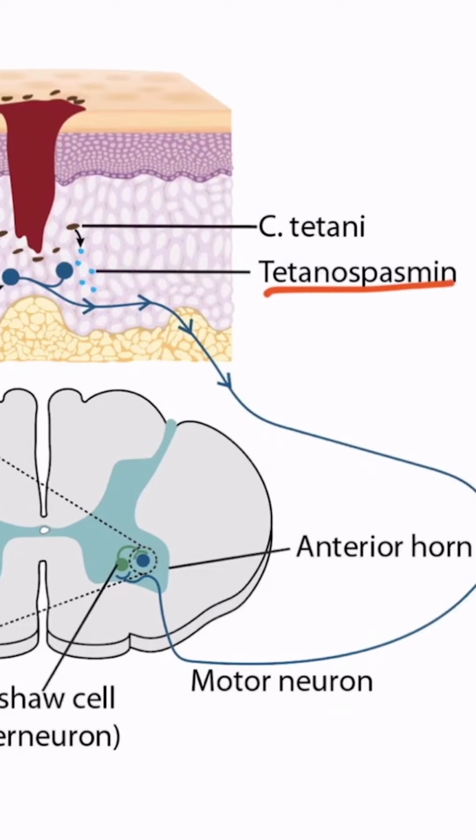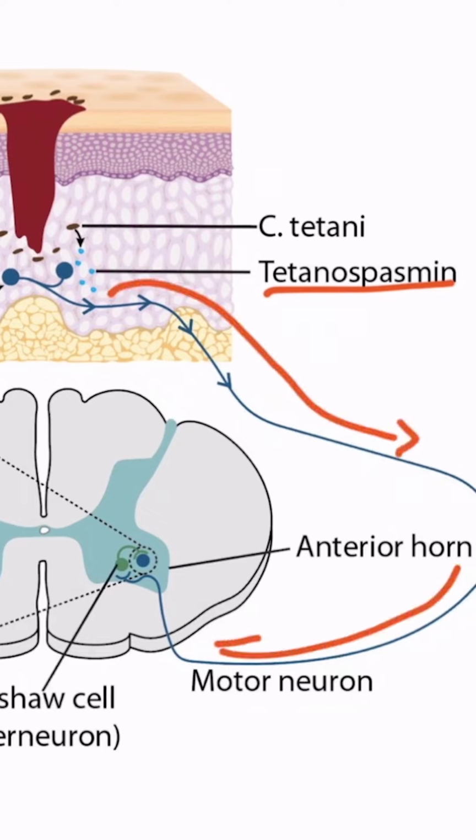The toxin then travels through the motor neuron from the periphery to the anterior horn of the spinal cord, like this. This type of movement going from the periphery to the spinal cord is known as retrograde movement, which hopefully makes logical sense. If the movement were going from the spinal cord to the periphery in the opposite direction, this would be known as anterograde movement.